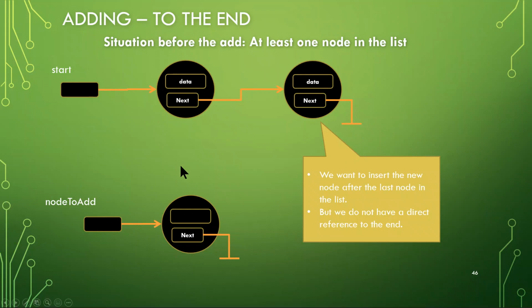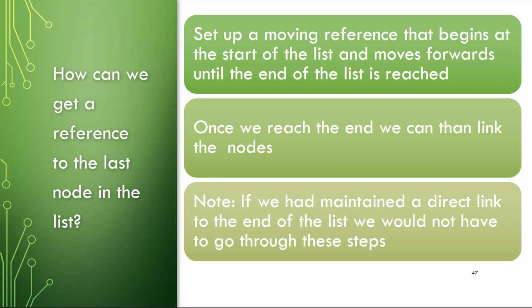And so in this situation, again, we'd have the node that we want to add, we'd have the end reference that's right here, and we want to link everything here so that this was the old end, this would become the new end, and then preserving that we have null after that. So here, again, we're going to have to set up a moving reference that begins at the start of the list and moves forwards until the end of the list is reached. Once we reach the end of the list, we can then link the nodes together. And if we had maintained a direct link to the end of the list, we wouldn't even need this moving reference. We would have just used that end reference and linked everything in.